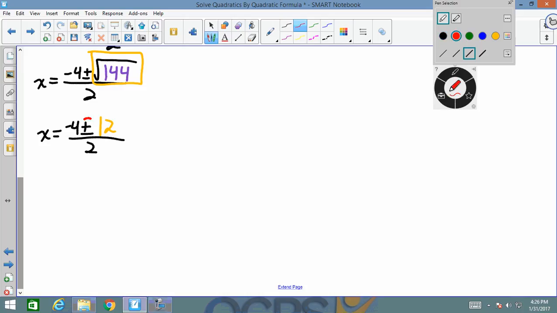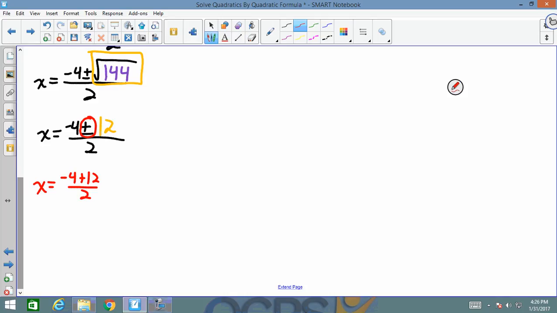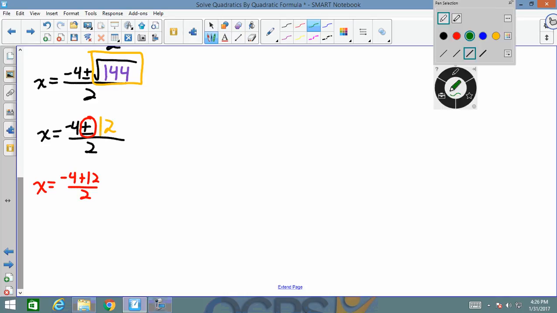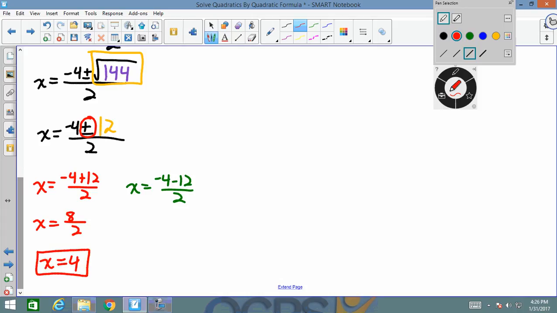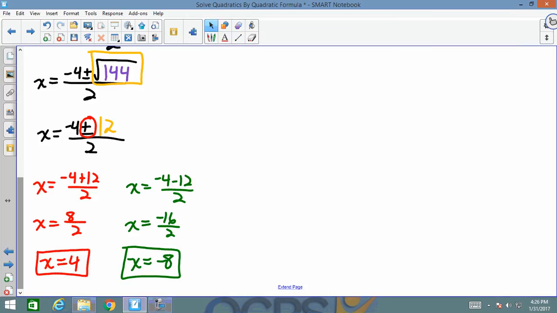So now we have to deal with this, and that says plus or minus. So what that means is I have to split it into two problems. One's going to be x equals negative 4 plus 12 over 2. The other one is going to be x equals negative 4 minus 12 over 2. And then you do each one separately. Let's do the first one. Negative 4 plus 12 is positive 8, and 8 divided by 2 gives me an answer of x equals 4. Then we're going to do the second one. We get x equals negative 16 divided by 2, which gives me negative 8. And those would be our two answers. That's our solution. That's everything we need to do.